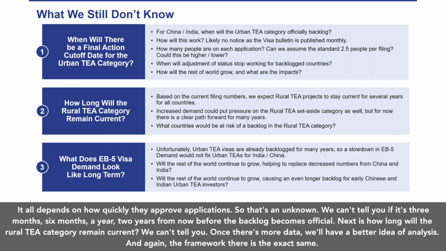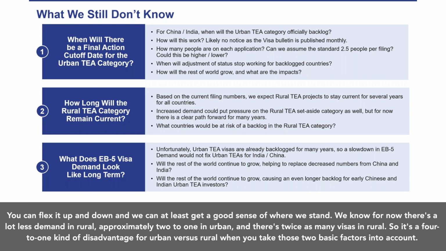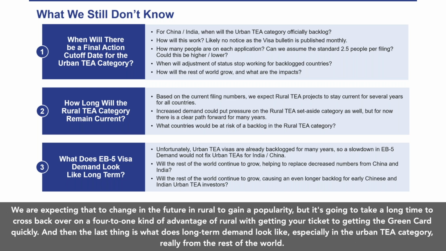Next is, how long will the rural TEA category remain current? We can't tell you. Once there's more data, we'll have a better idea of analysis. And again, the framework there is the exact same. You can flex it up and down, and we can at least get a good sense of where we stand. We know for now there's a lot less demand in rural, approximately 2 to 1 in urban, and there's twice as many visas in rural. So it's a 4 to 1 kind of disadvantage for urban versus rural when you take those two basic factors into account. We are expecting that to change in the future and rural to gain in popularity, but it's going to take a long time to cross back over on a 4 to 1 kind of advantage of rural with getting your ticket to getting the green card quickly.